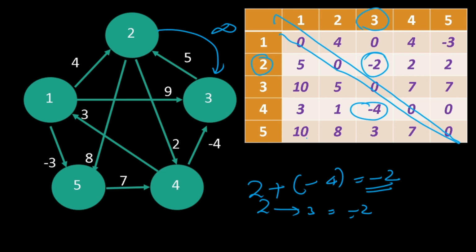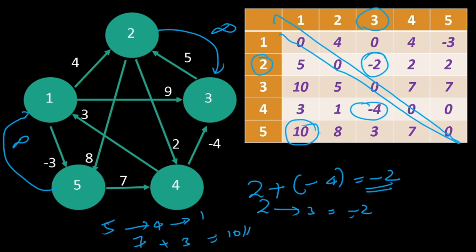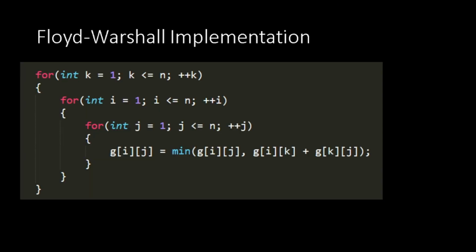From 5 to 1, we have found out the answer to be 10. From 5 to 1, there was no direct path. This was infinity originally. But what is the route we can use? We can go from 5 to 4, that will give us 7. And then from 4 to 1, that will be 3. So the answer is 10. So we derive this matrix and the complexity like I discussed. In fact, I will show it to you in the next slide.